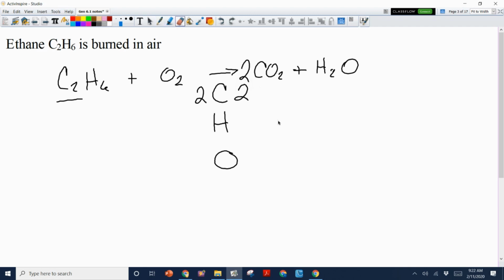Okay. All right, so here's where it gets a little tricky. We have 6 hydrogen on this side. We have 2 on this side, so I need to add a 3 there to make 6.